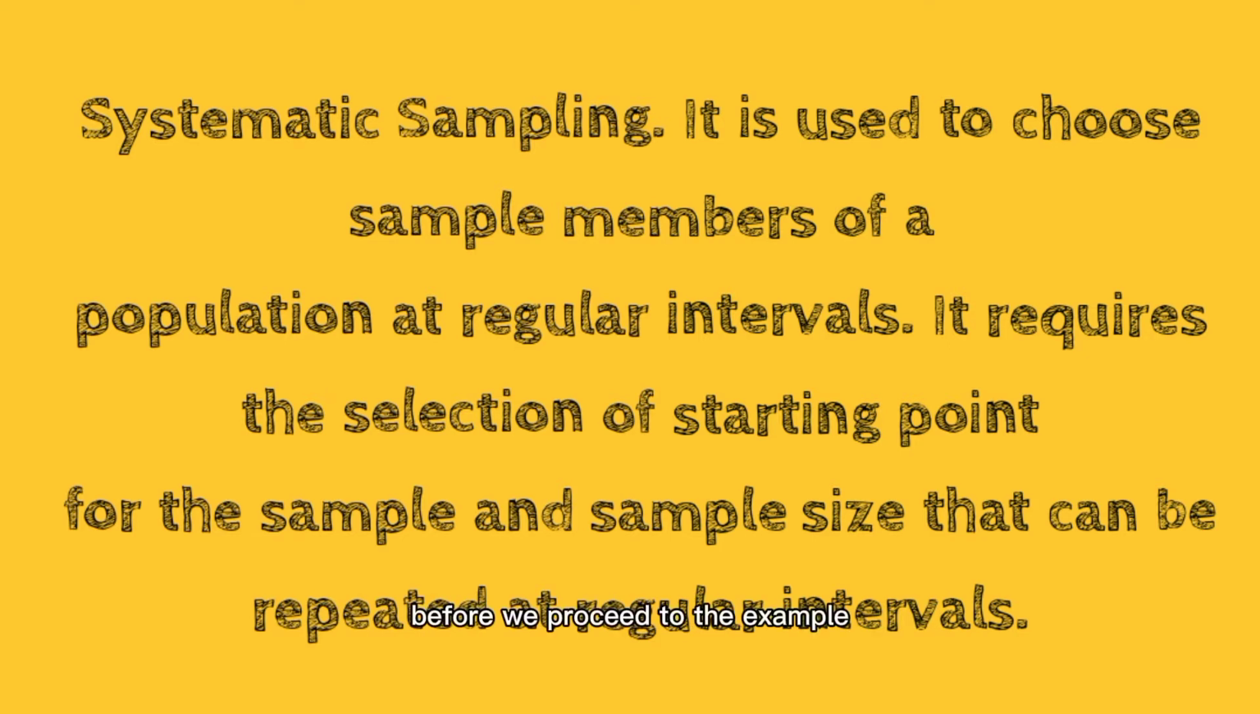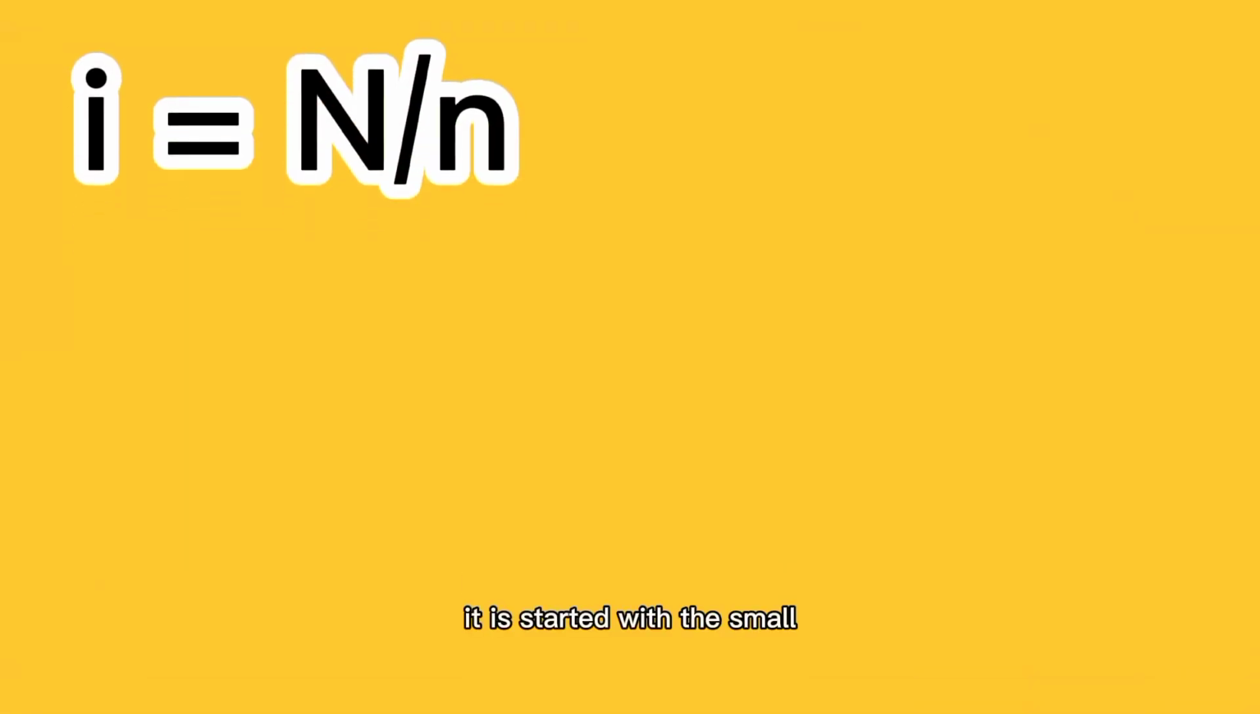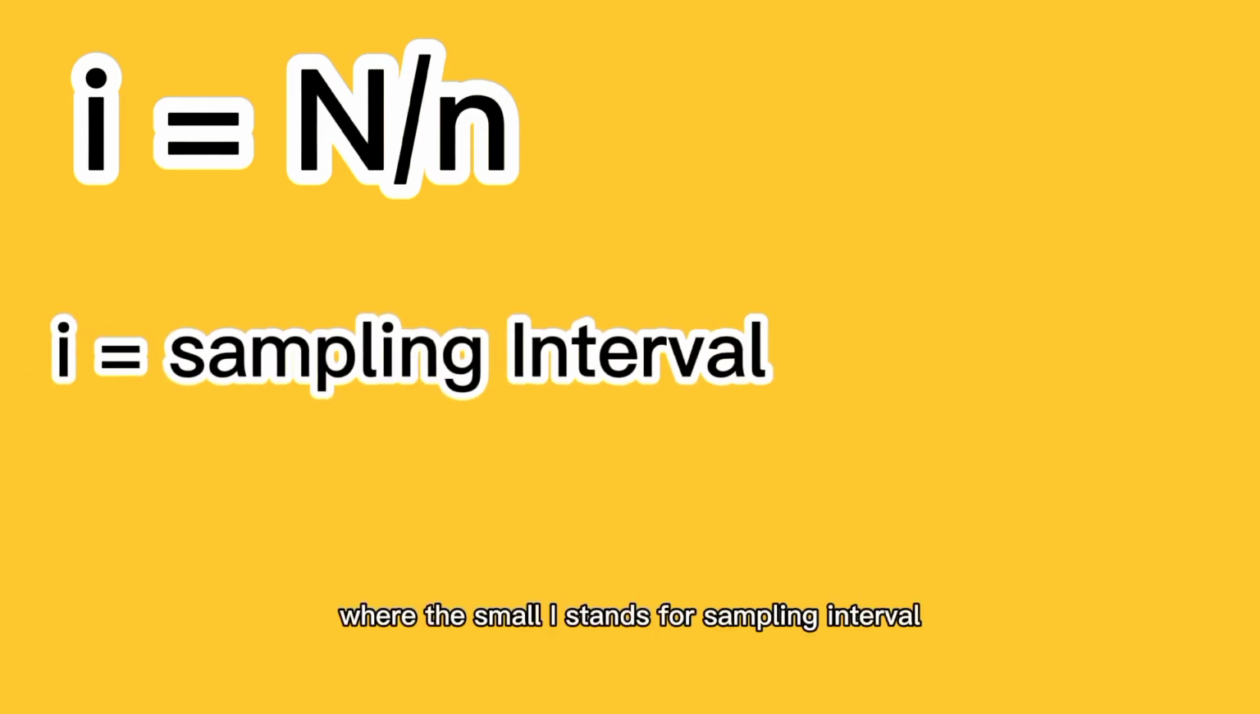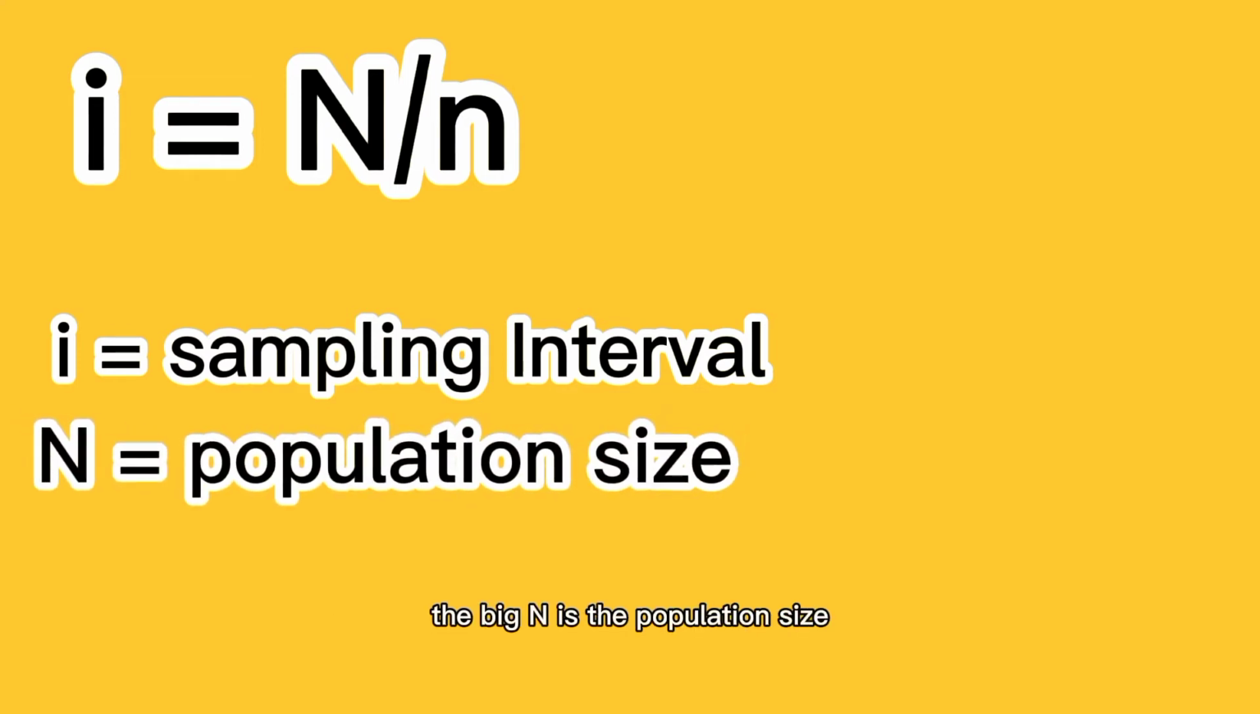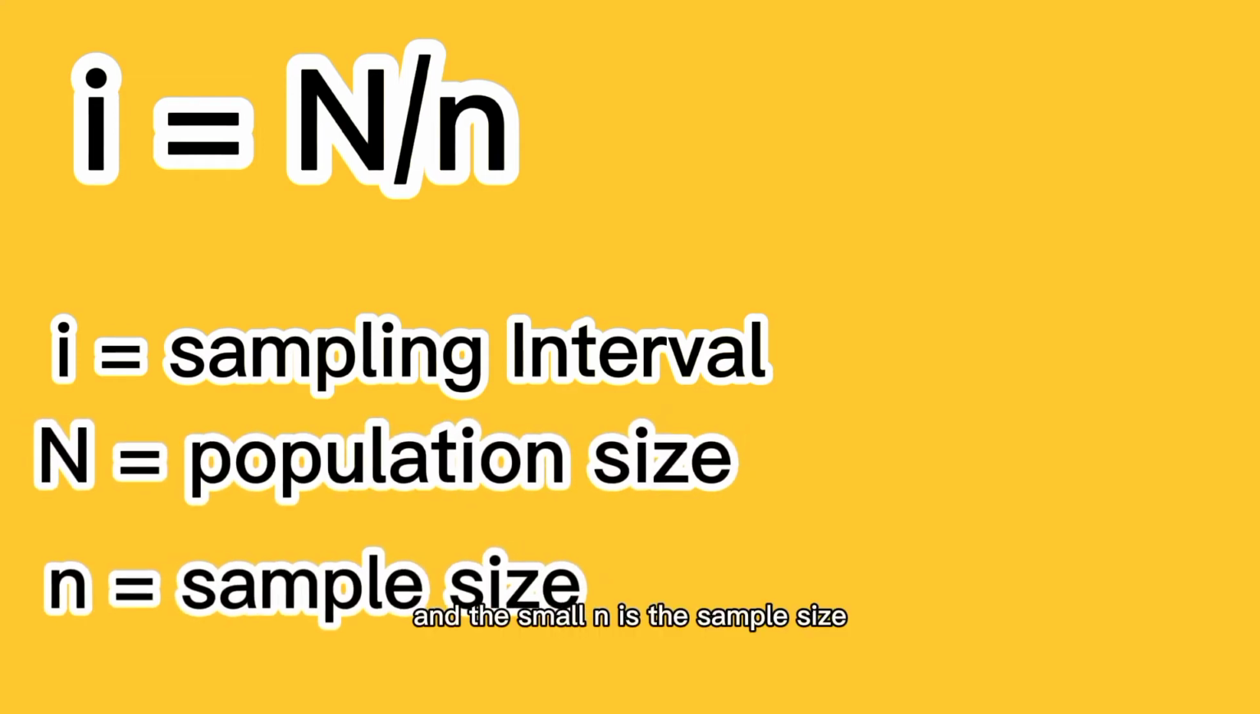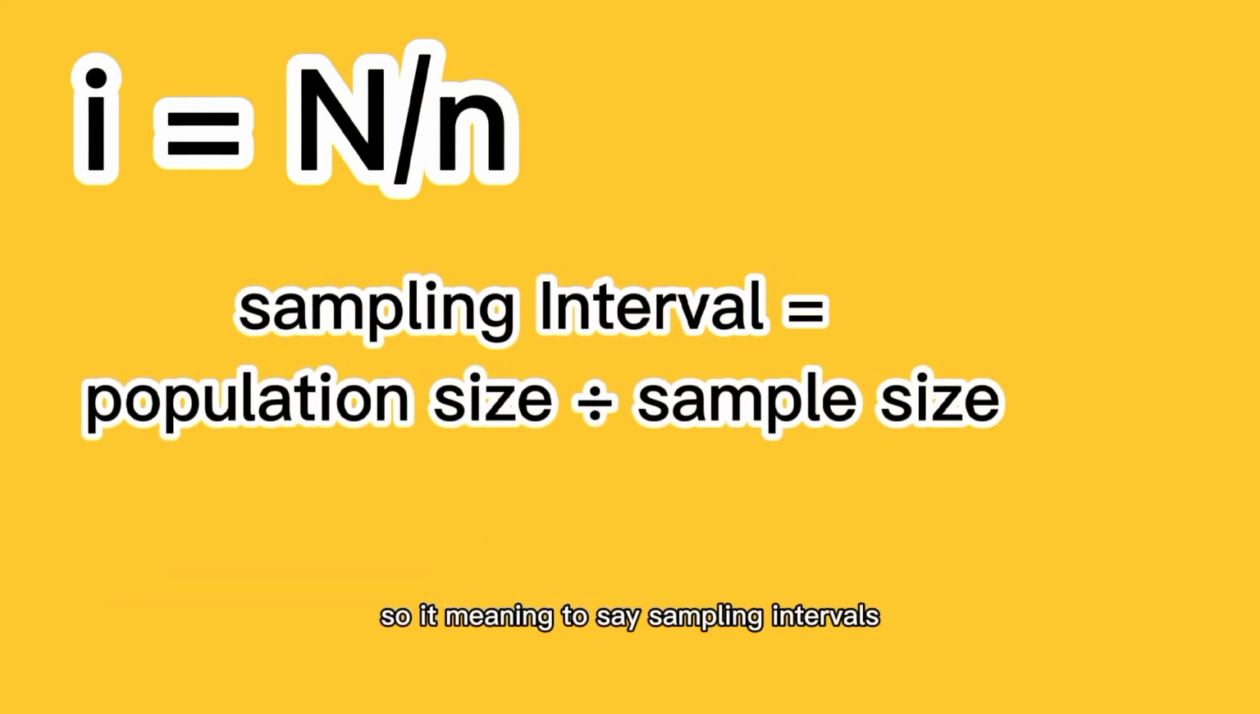Before we proceed to the example, let's take a look at the formula of systematic sampling. It starts with small i equals big N divided by small n, where small i stands for sampling interval, big N is the population size, and small n is the sample size. So it means to say sampling interval is equal to population size divided by sample size.